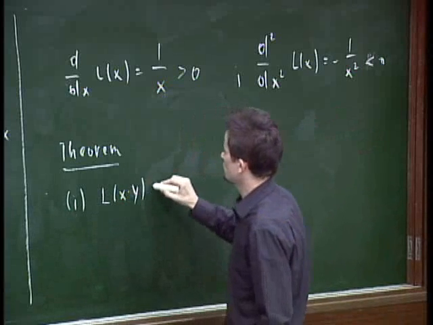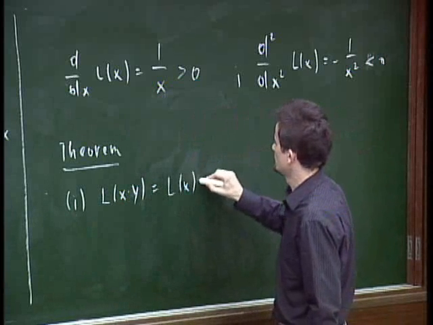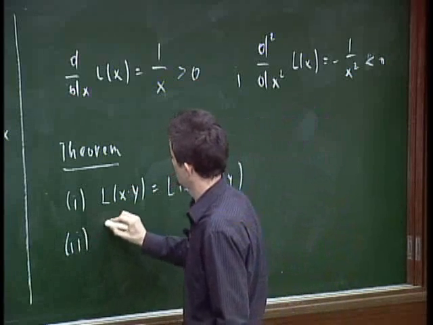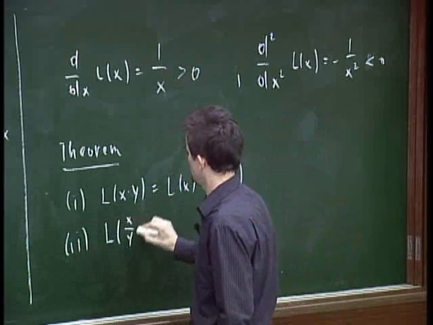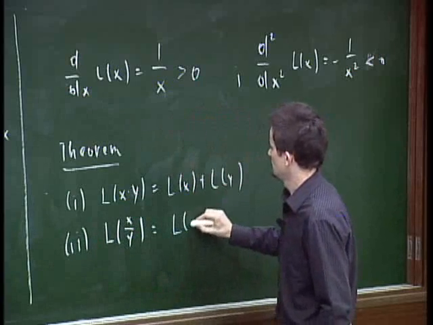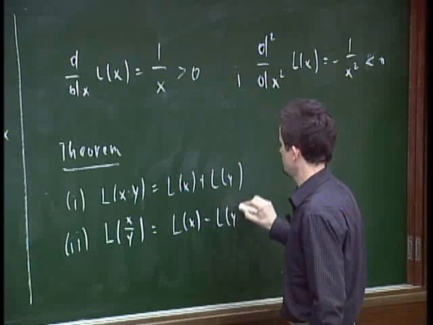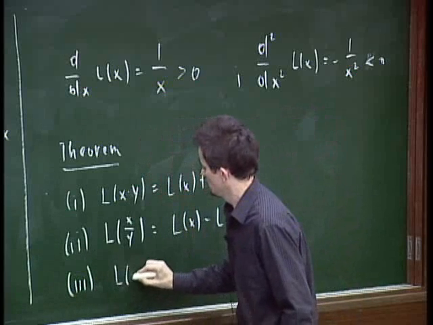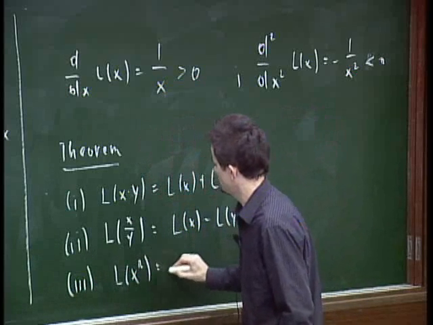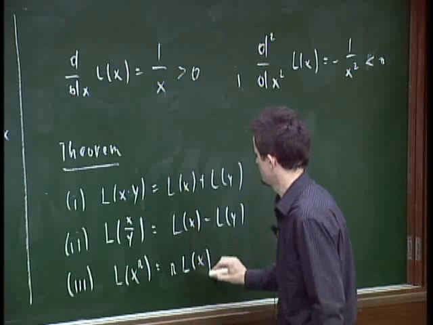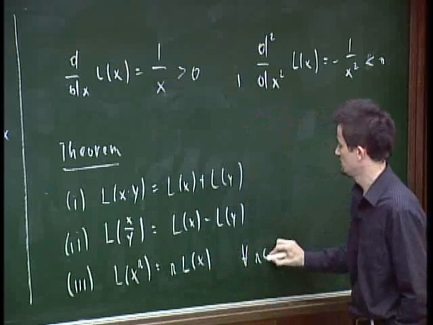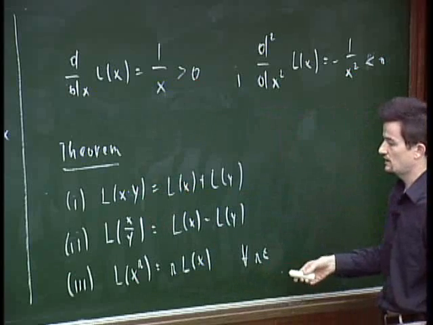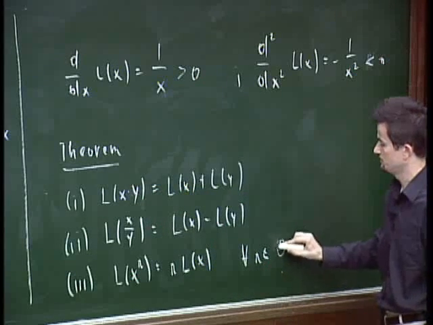Okay, so we want to prove that L of x times y is equal to L of x plus L of y. We want to prove that L of x over y is L of x minus L of y, and we want to prove that L of x to the r is equal to r L of x. And this holds here for all r. So this always x and y must be larger than 0, and this for all r in Q.